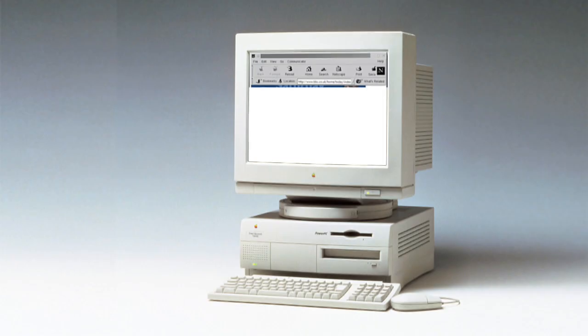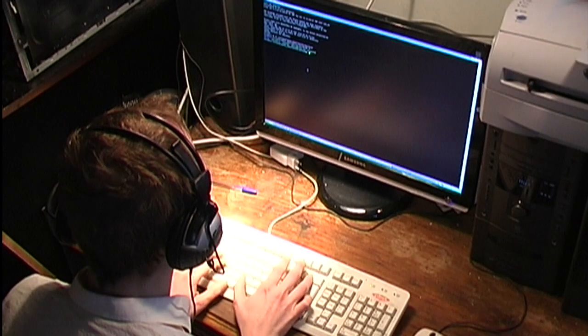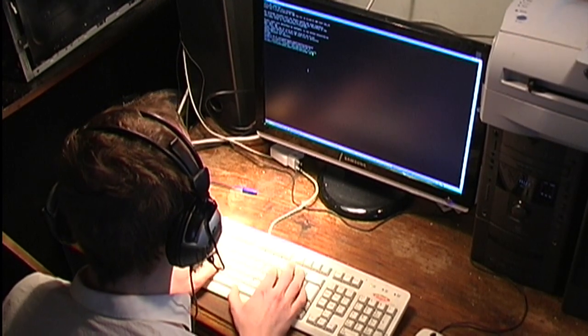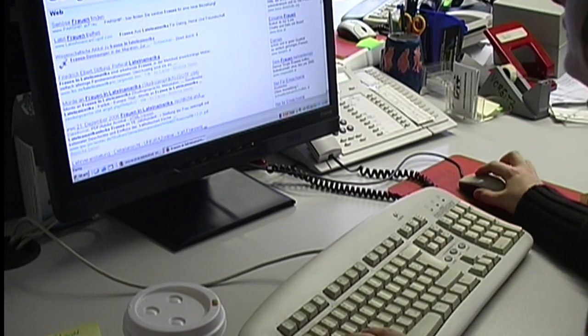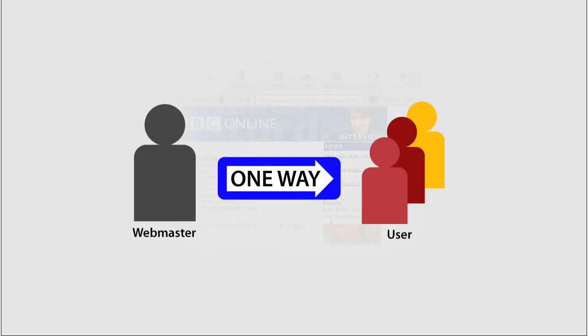In the early days, the web was pretty simple. There used to be several 100,000 websites. Webmasters made them, put them online, and we, as the users of the internet, could read the content or see the pictures. That was it. One-way communication. Someone writes, the audience reads.